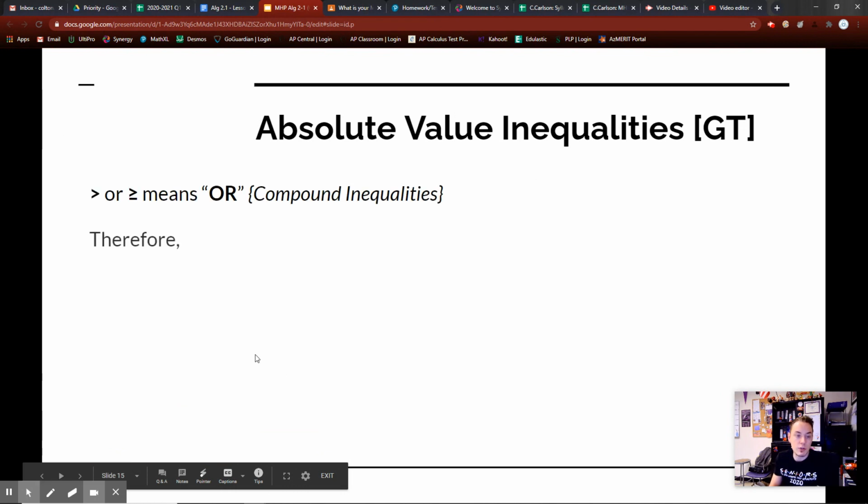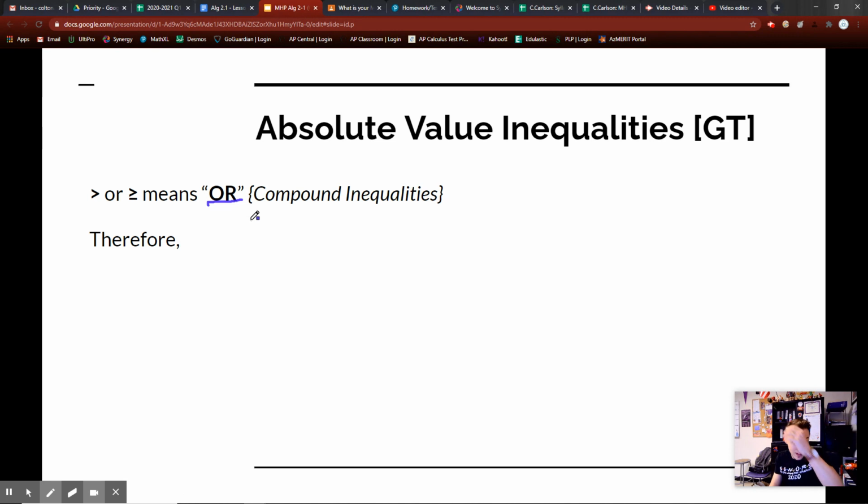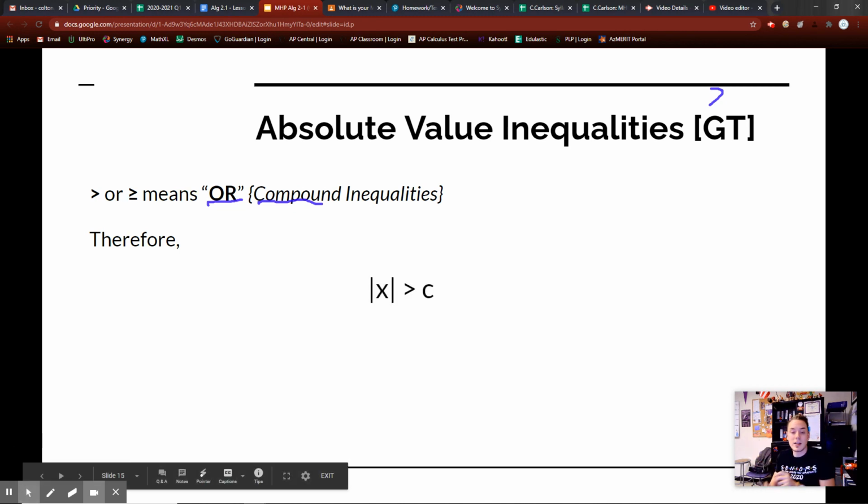Greater than. So greater than means or. It's not and, like two things combined together, like the less than sign. The greater than sign will actually mean a compound inequality, just like before, but it means or. So what will this look like? What will our new quasi-formula be?